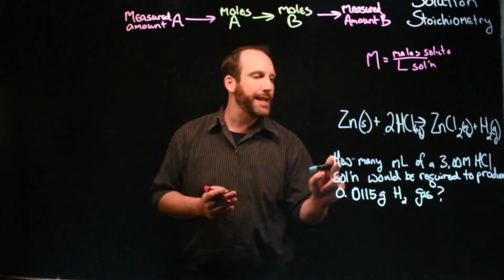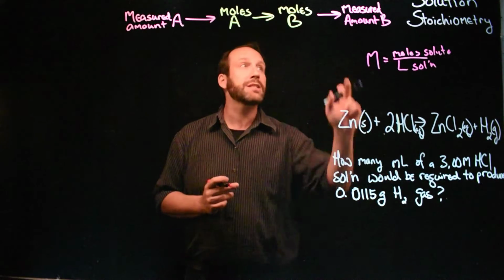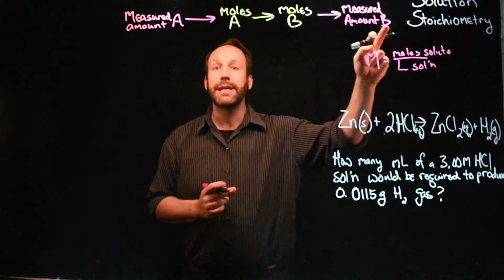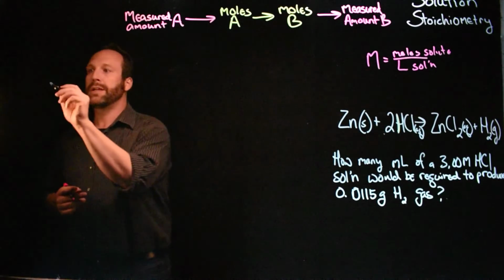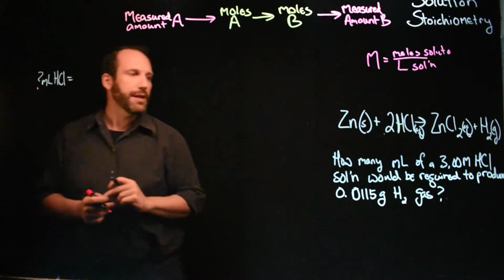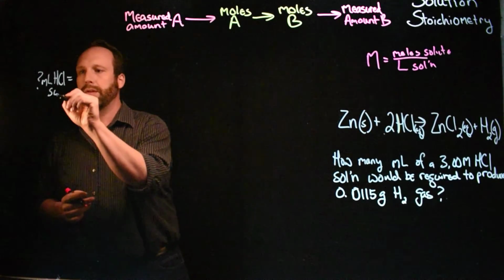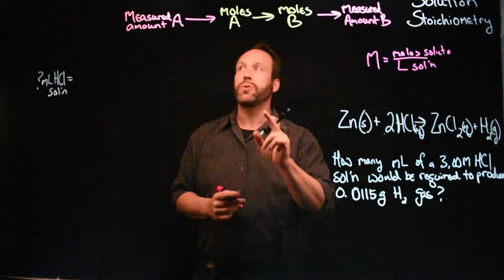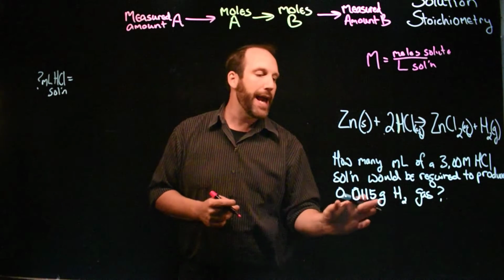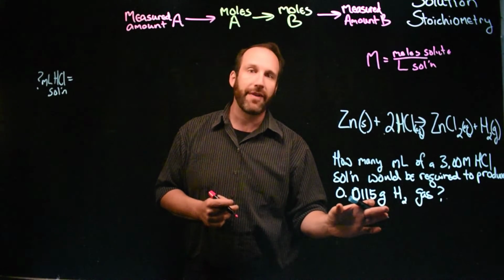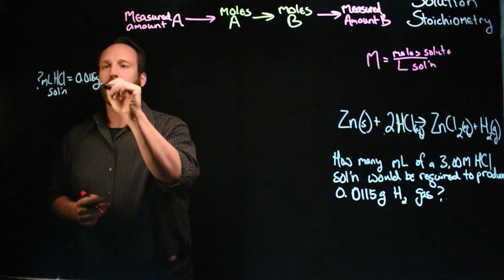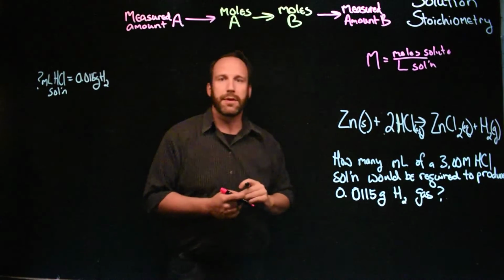Okay, so in this question, it's how many milliliters. Okay, so that's going to be our measured amount of HCl. Okay, so B is HCl. So the question here is going to be how many milliliters of HCl solution, okay, is equal to, so what is A? Well, A is going to be hydrogen gas, and the measured amount we have of A is this 0.0115 grams. Okay, so it's equal to 0.0115 grams of H2 gas, right?